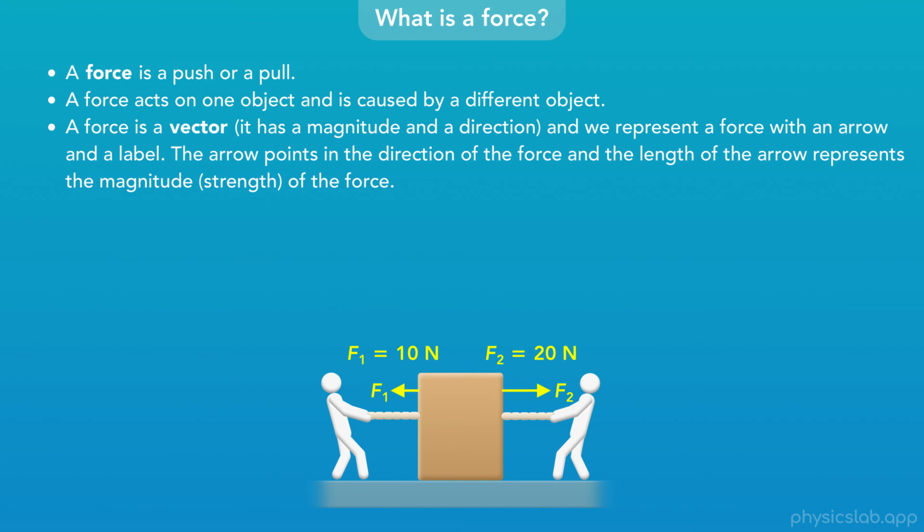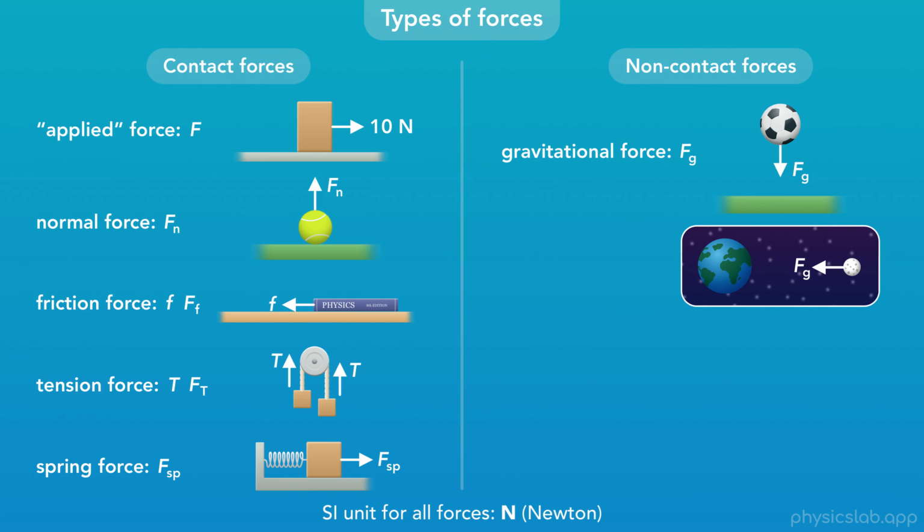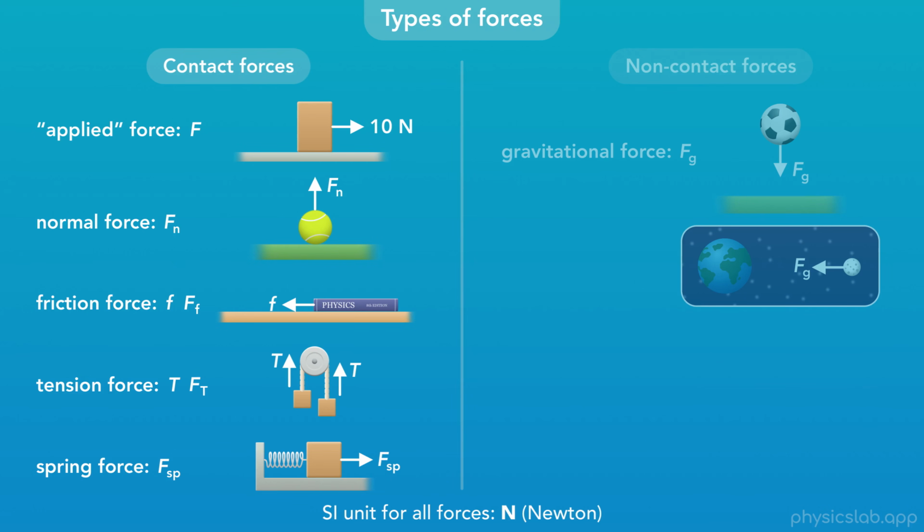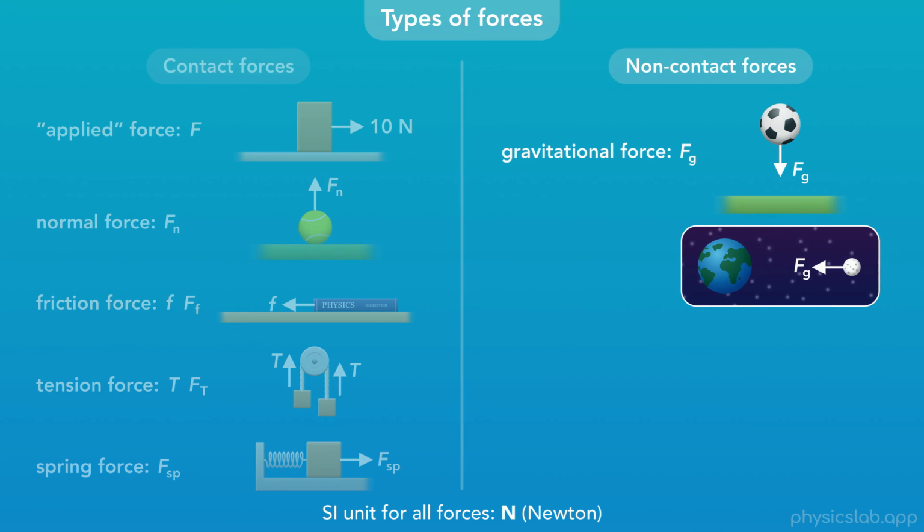And there can be multiple forces acting on an object at the same time, in which case we might want to give them subscripts, like F1 and F2, so that we know which force we're talking about. There are many different types of forces, and these are the forces that we'll be learning about. There are other important forces, like magnetic and electric forces, but we won't cover those in this course. Forces that occur when there's physical contact between two objects are called contact forces, and forces between two objects that are some distance apart are called non-contact forces.